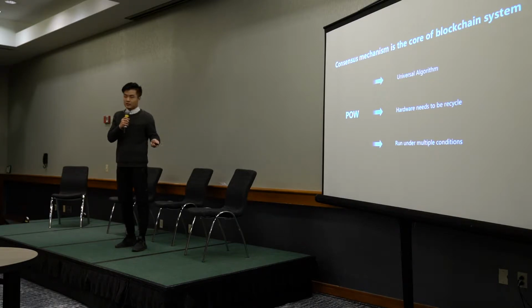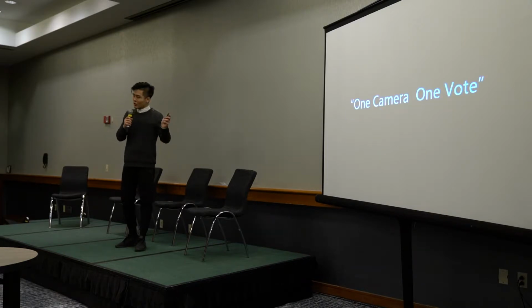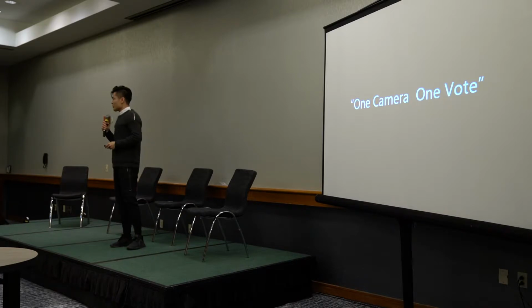And the third thing is that, like this community, we need a full nodes community that we need to run under multiple conditions. If the only use is to calculate the hashing method, other people are not willing enough to join this community. So if this community doesn't have enough joiners, it will not run reliably. So if we can solve these 3 problems, we may come to a new generation. We call it one camera, one vote.